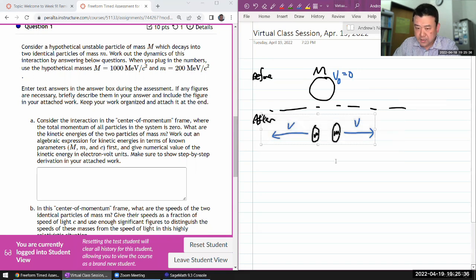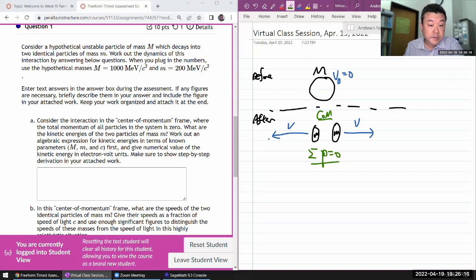So here, as I was drawing it, I kind of intuitively gave them the same speed, and that's actually the way it has to be, so that the momentum will be conserved in this center of momentum frame, so that the total momentum is equal to zero. These two having the same speed is necessary to conserve momentum from the before picture in the center of momentum frame. So it asks, what are the kinetic energies of the two particles of mass m? Okay, I think that seems simple enough.